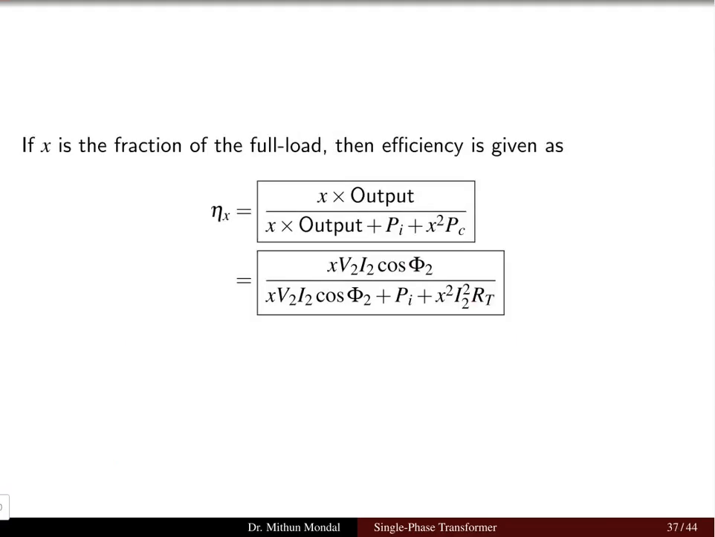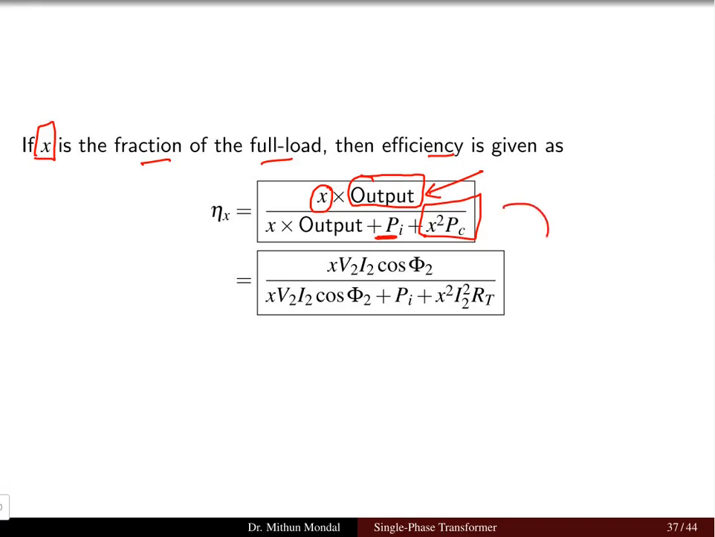Now if the transformer is loaded at X fraction of the full load, then the efficiency formula will change. So the output power, which is the full load output power, will be multiplied with X to indicate the output power at a particular fraction of the full load. Iron loss, we know, is a constant quantity, and copper loss is a variable quantity which is changing as X square into the full load copper loss.